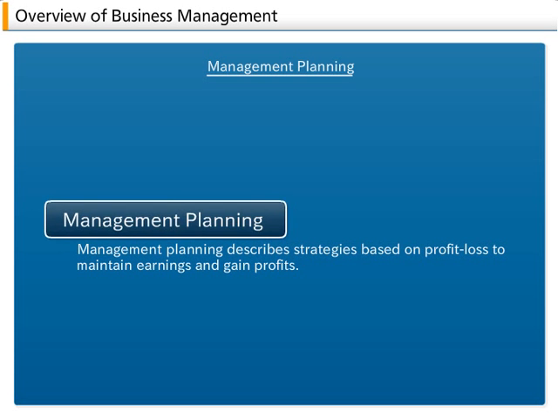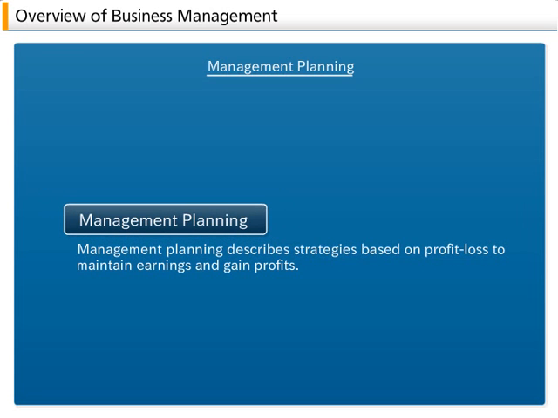3. Management planning. A. Purpose of management planning. Management planning describes strategies based on profit-loss to maintain earnings and gain profits. Based on this, the corporation effectively uses people, materials, money, time and information to get profits. In order to get the profits needed to implement new strategies, cost and sales need to be controlled.